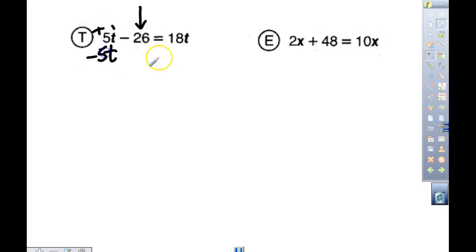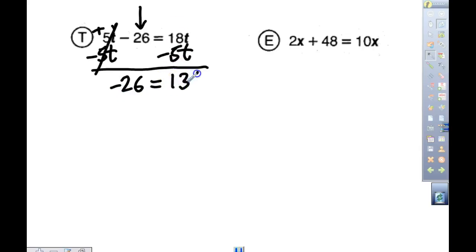You're going to have two variables, and now I'll let you know what to subtract. Alright, so that's 0t, so I got negative 26 equals 13t. And then you can divide both sides and solve. Same thing here on e. The number is on the left, so that means I need to get rid of the 2. It's a positive 2x, so subtract 2x on both sides.